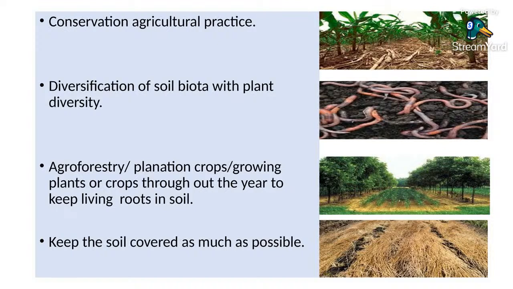The next one is agroforestry or plantation of crops that involves farming with trees or livestock on the same piece of land. And the next one is keeping the soil covered as much as possible, which means planting cover crops and leaving crop residue on the soil surface.